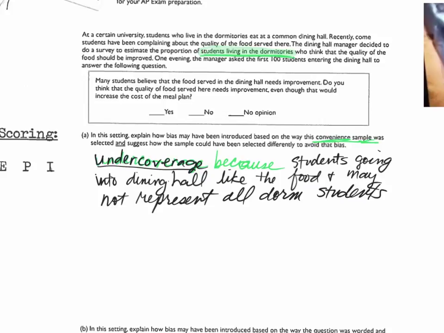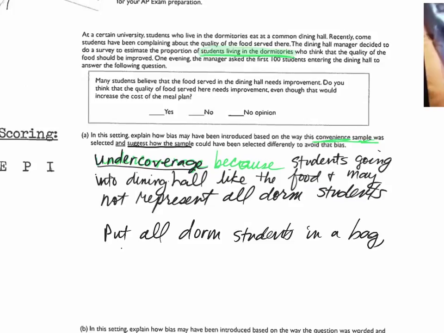The other point comes from suggesting how the sample could have been selected to avoid that bias. So how could we have done this differently? We want to get 100 students. Put who in a bag? The students, all. There you go. Very good. Put all dorm students in a bag, shake well, and pick out 100. That would be great.